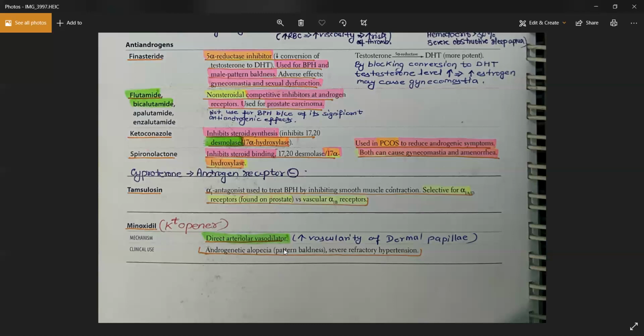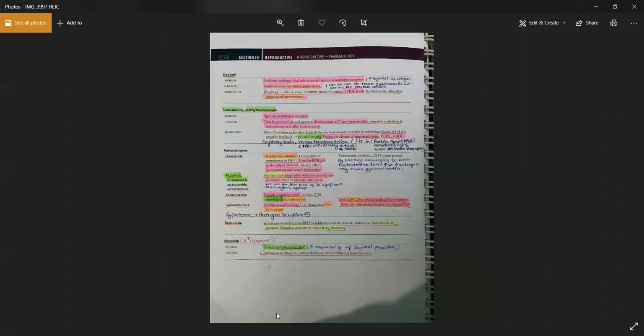The topical use is basically for baldness, and the systemic use is for hypertension.